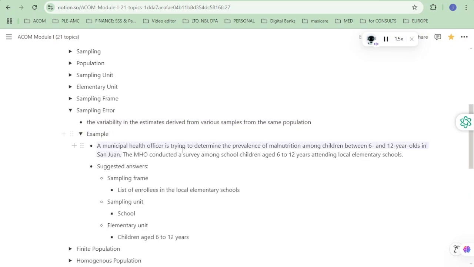Example. A municipal health officer is trying to determine the prevalence of malnutrition among children between 6 and 12 years old in San Juan. The MHO conducted a survey among school children aged 6 to 12 years attending local elementary schools. Suggested answers. Sampling frame: list of enrollees in the local elementary schools. Sampling unit: school. Elementary unit: children aged 6 to 12 years.